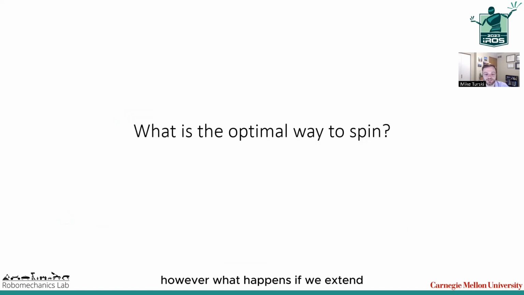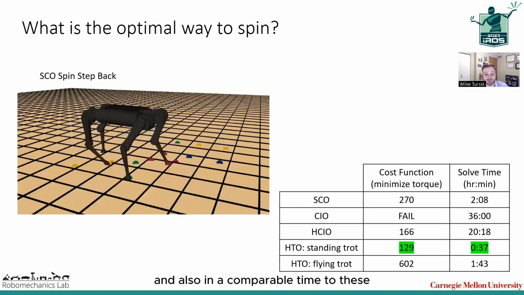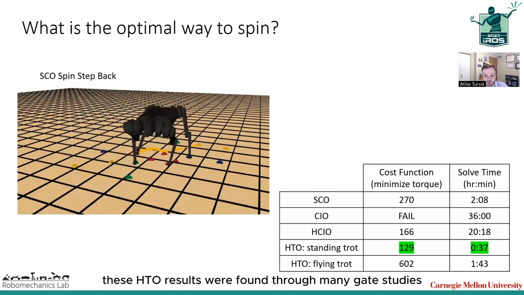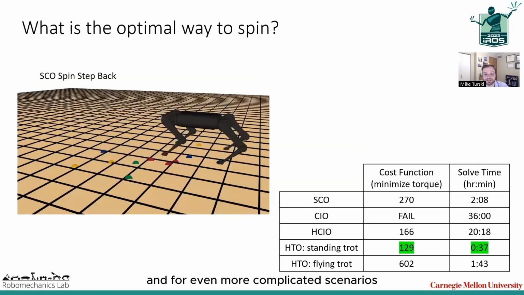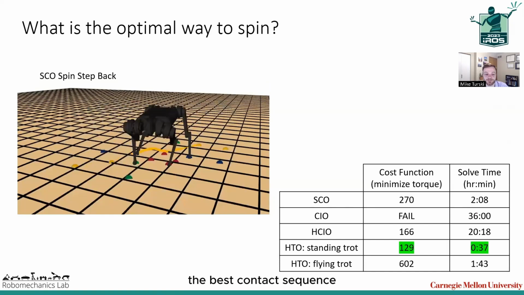However, what happens if we extend SCO to attempt trajectory optimization on a complex 18 degree of freedom spatial quadruped? SCO achieves a cost in the range of the HTO results and also in a comparable time to these HTO solves. However, once again, these HTO results were found through many gait studies, and for even more complicated scenarios, many hours could be spent trying to find the best contact sequence.